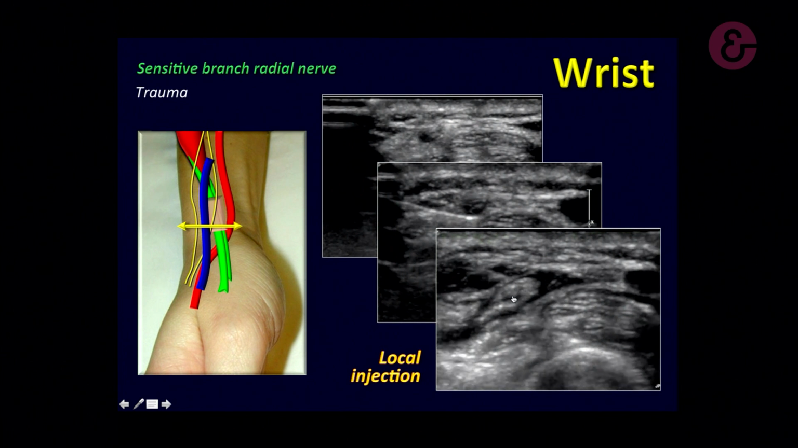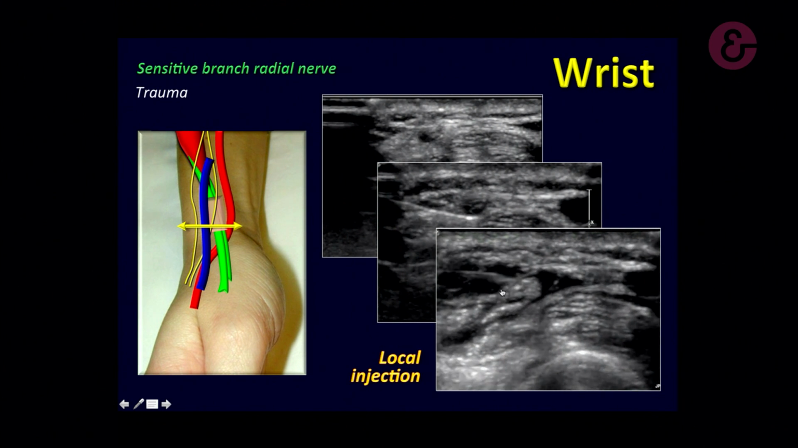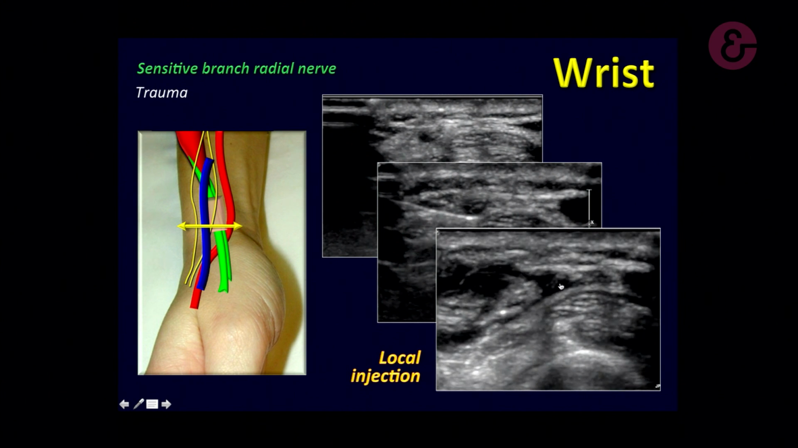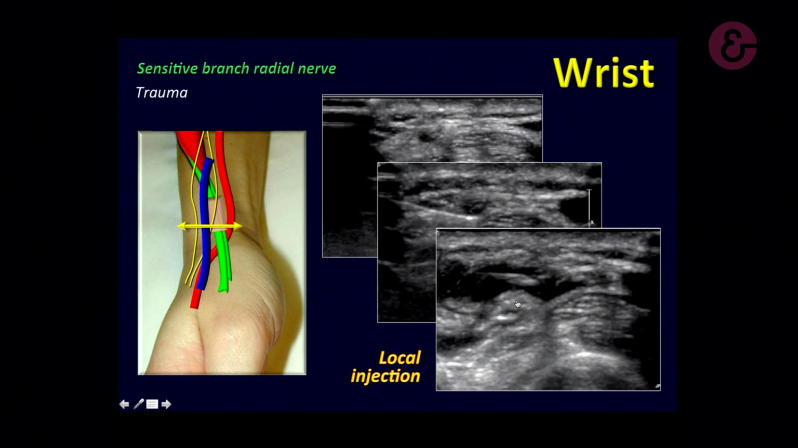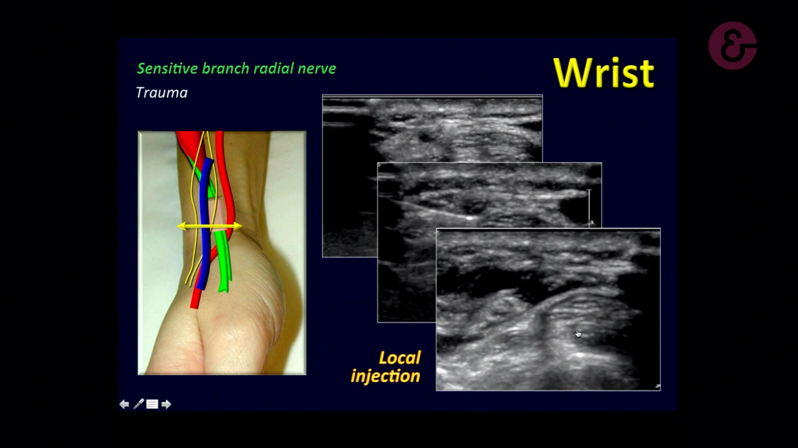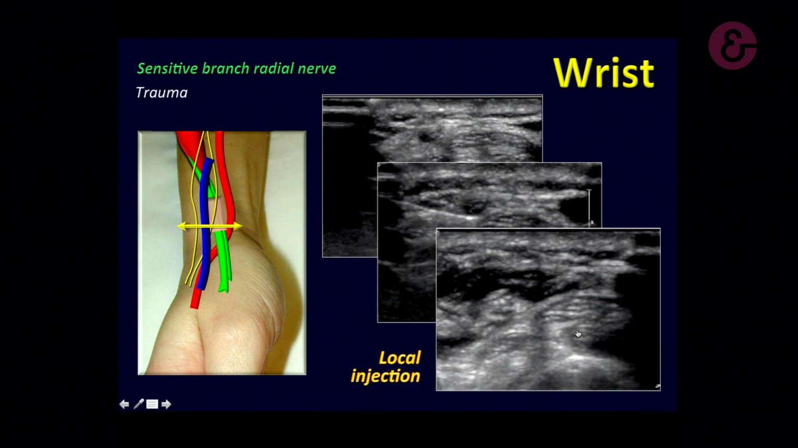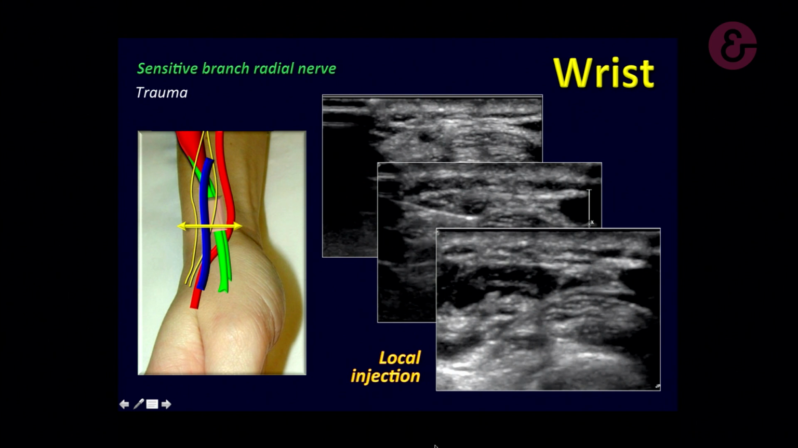This is the nerve. This is my needle point. I can inject all around. Some anesthesia. Look at the nerve. Just to block the neuroma and to confirm the diagnosis, and then to locate exactly this.